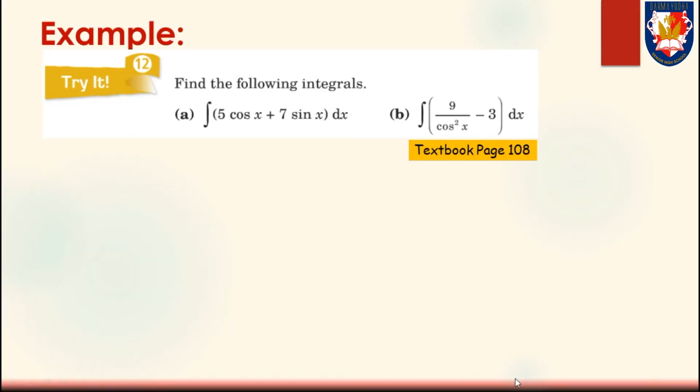Find the following integrals. Part A, the integral of 5 cosine x plus 7 sine x dx. Part B, integral of 9 over cosine square x minus 3 dx.